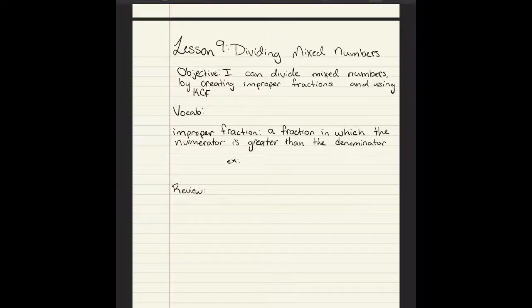Welcome to Lesson 9, Dividing Mixed Numbers. Our objective is: I can divide mixed numbers by creating improper fractions and using GCF. And the only vocab word we have is improper fractions.